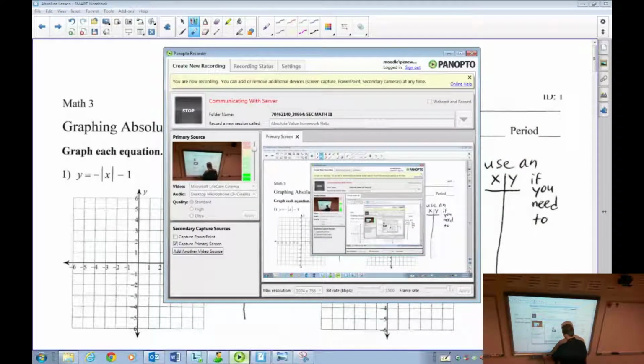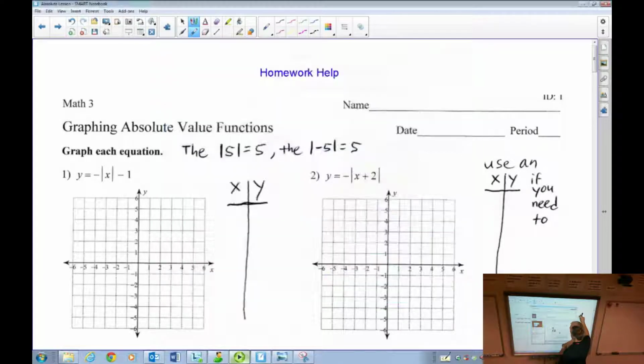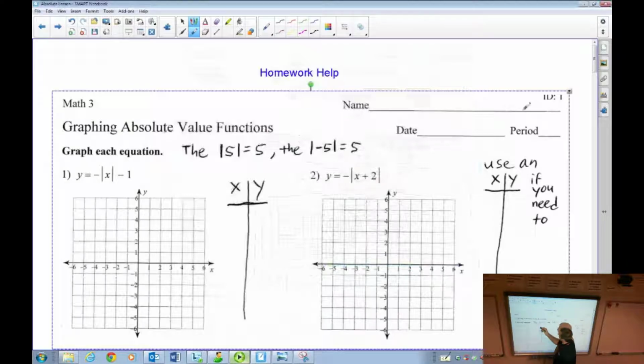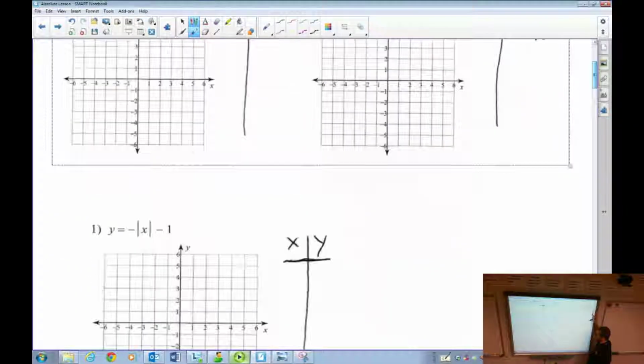Alright, so just before parent-teacher conference here, we want to help you out. And so we're doing the absolute value. And let's see here. So then we'll start with number 1.